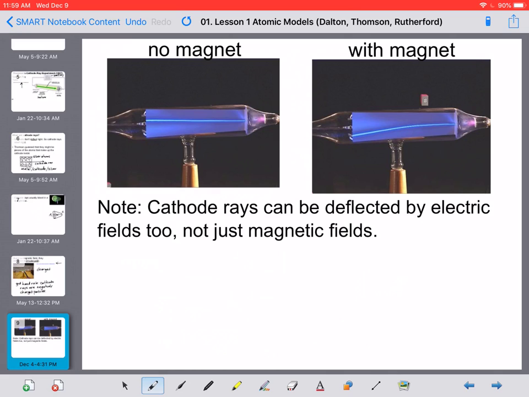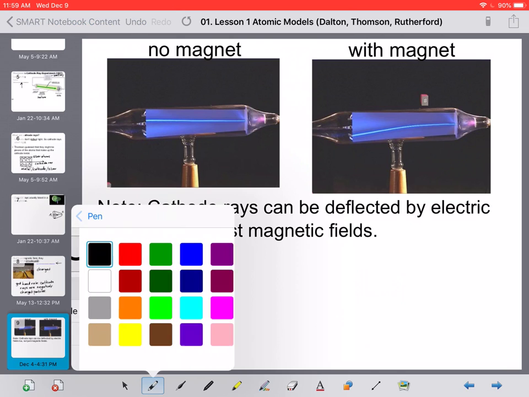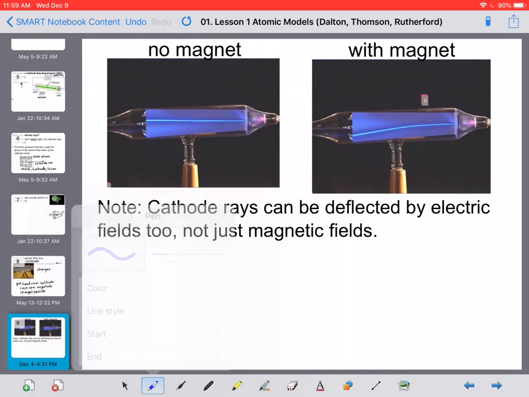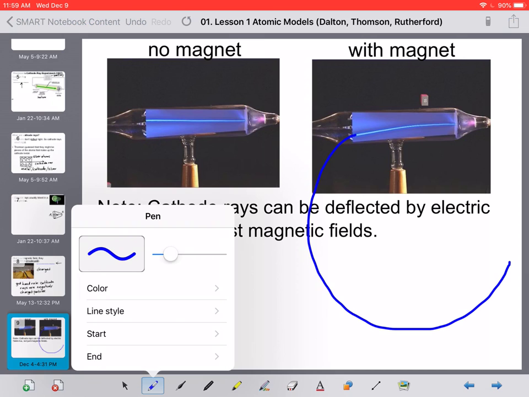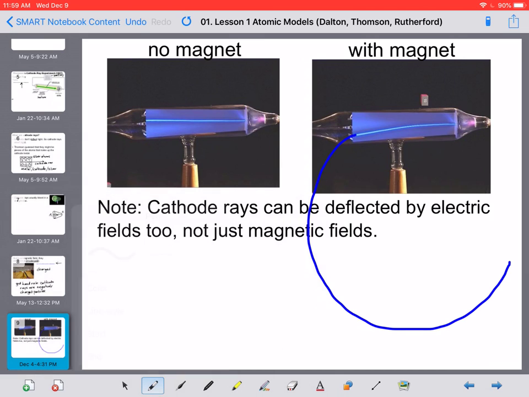So this is just showing that again. When there's no magnet, the cathode rays move in a straight line. When there is a magnet, they are bending into a circle shape. Now, I know that doesn't look very much like a circle, but it's just because the circle is too big to fit in the tube. If the tube was bigger and we could extend this, you would see a circle shape happening like that for your cathode rays.